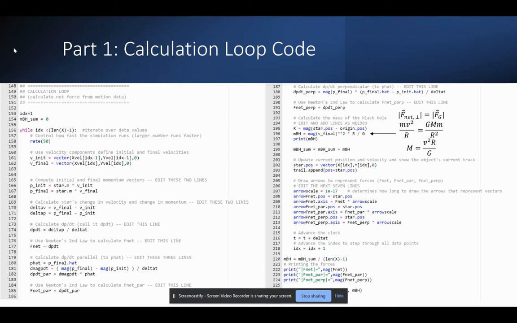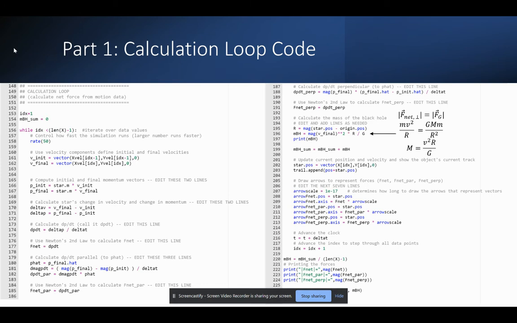By equating the perpendicular component of net force to the gravitational force exerted on the star by a black hole, I was able to algebraically determine the mass of the black hole in line 196 using the annotated calculations. From there, I used arrows to represent F net par and F net perp, scaling them down significantly so they would fit with the display.